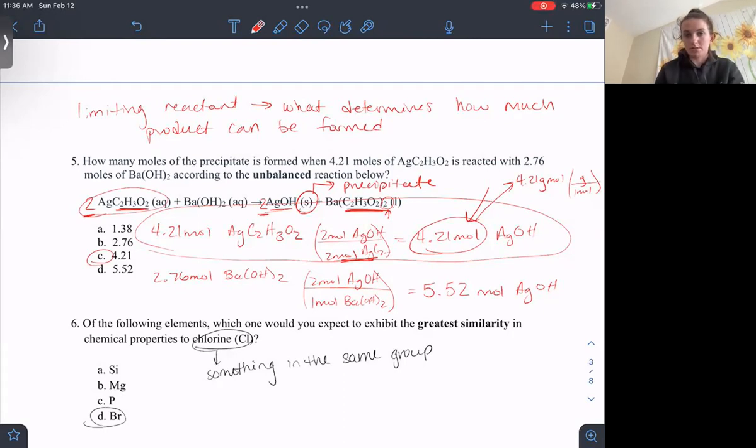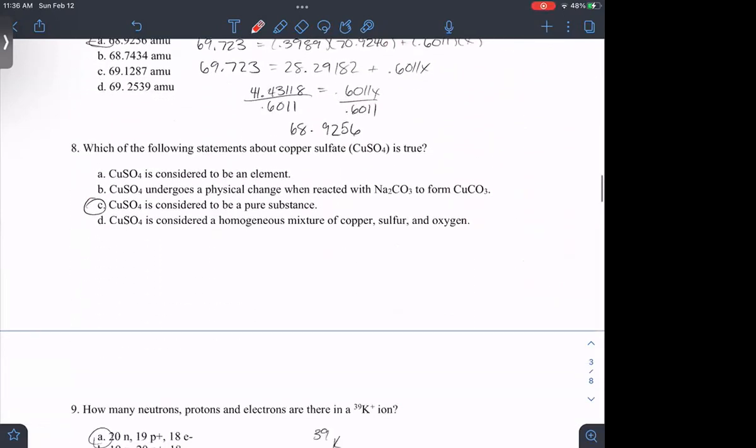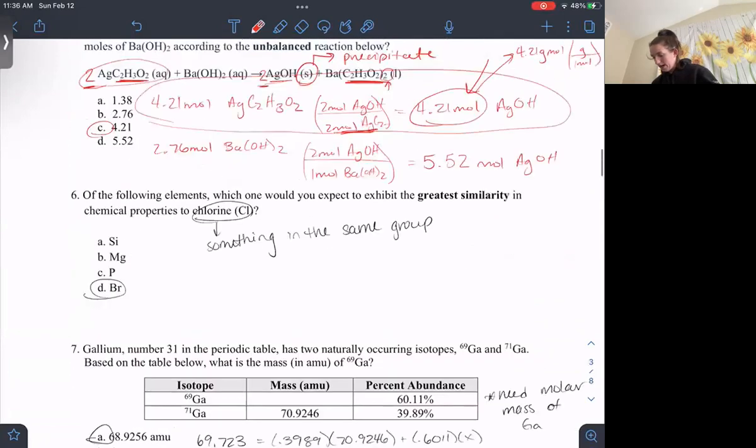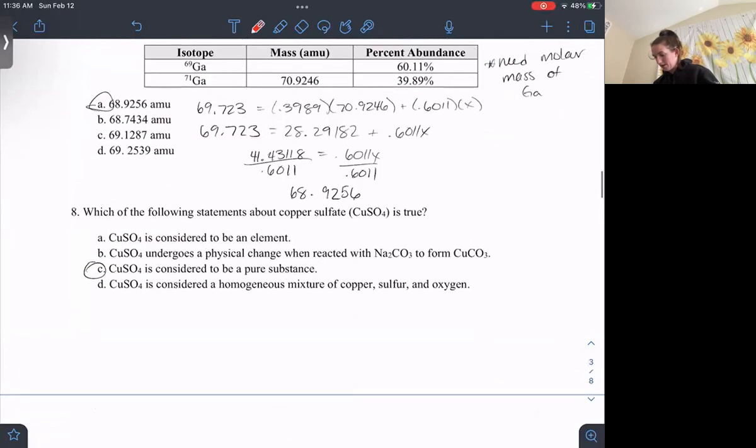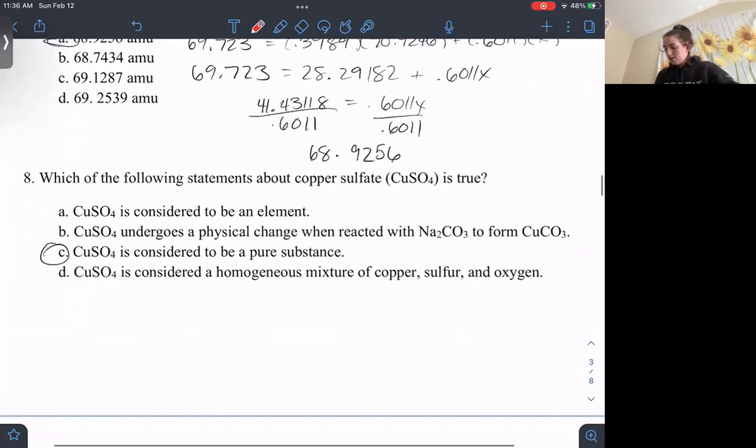What other questions do we have? I saw some people come in about question 8. So we can go over that one too. I was going to ask for 2, 6, and 8, so that works. Yep. So we can do 8 next. I know that's something a little bit different, something we haven't really talked about too much yet. So when we are looking at copper sulfate, I guess the question here is, which of the following statements about copper sulfate is true?